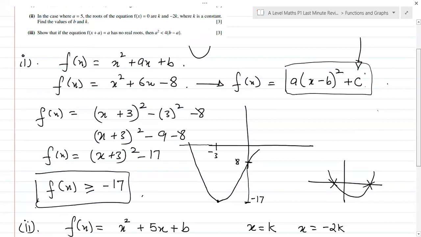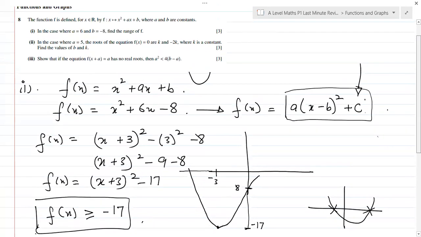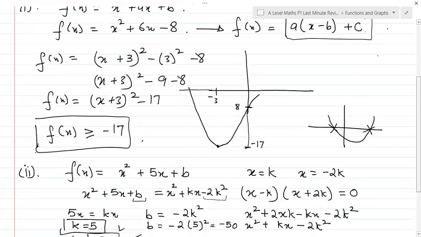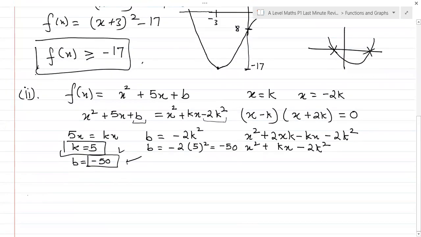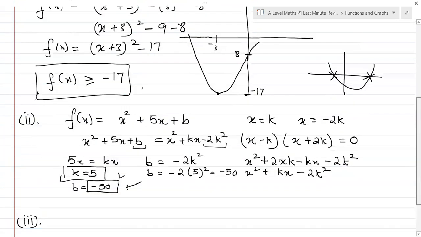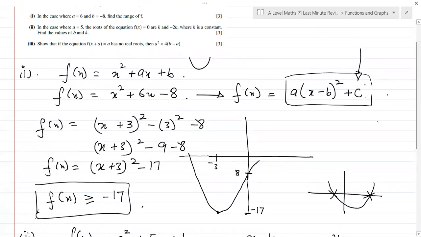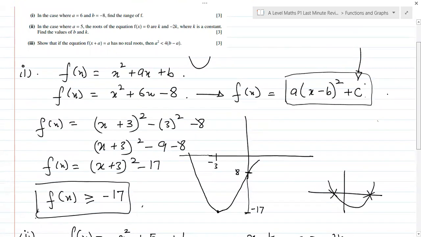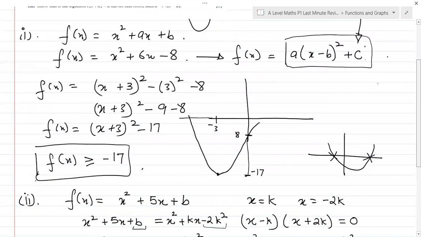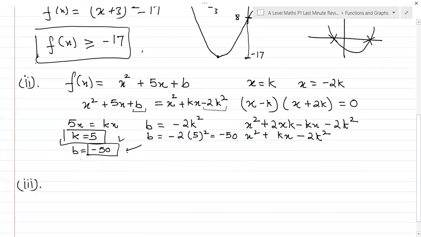Part 3: show that if the equation f(x plus a) is equal to a has no real roots, then this. Now this part 3 is also quite different from the rest of the normal function questions or quadratic questions in the past. I haven't seen many questions like this, or maybe I haven't seen any like this. So we have f(x plus a) is equal to a.